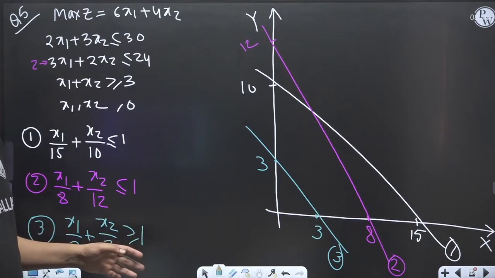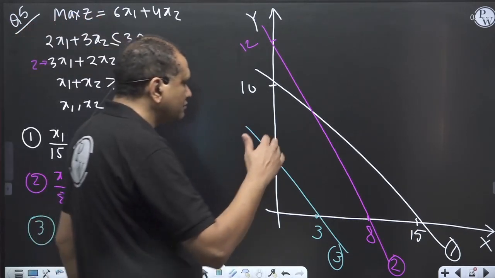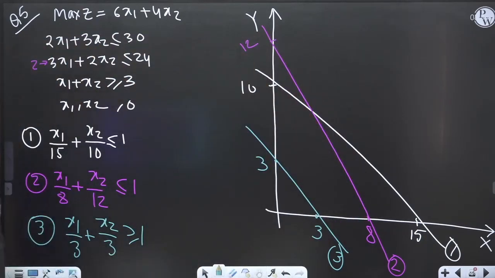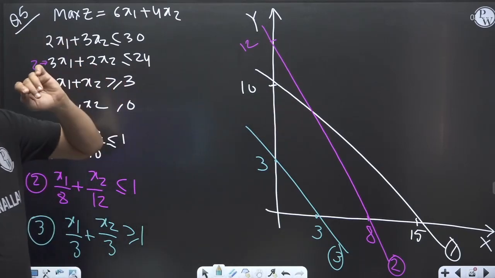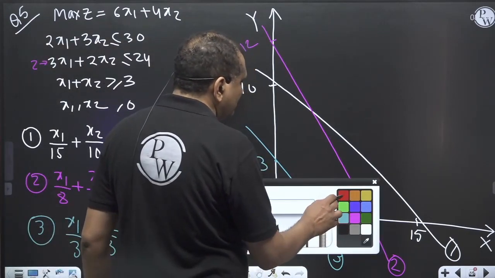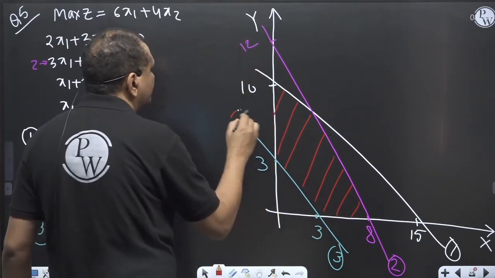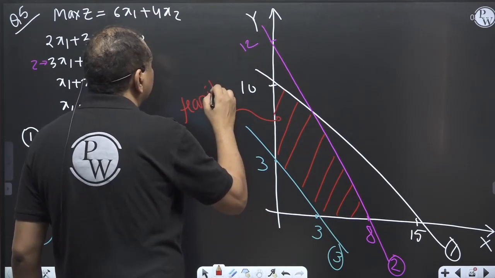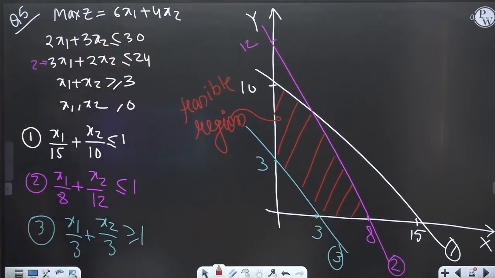So first two constraints, because it's a less than or equal to sign, region is towards the origin, and third constraint, because it is a greater than sign, region is away from the origin, and the overlapping region is called the feasible region.